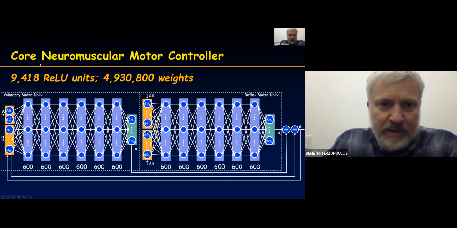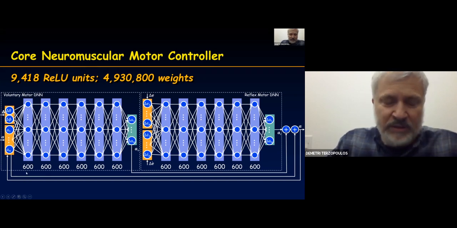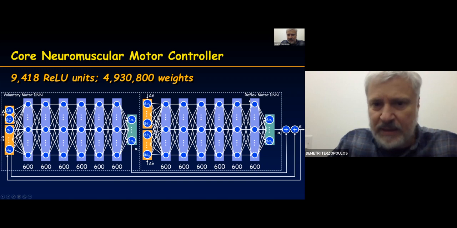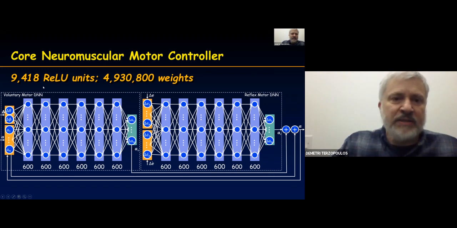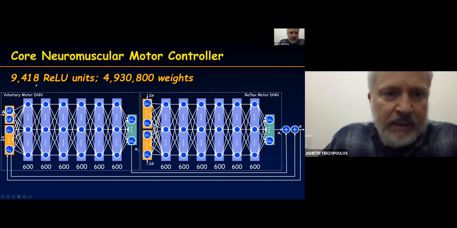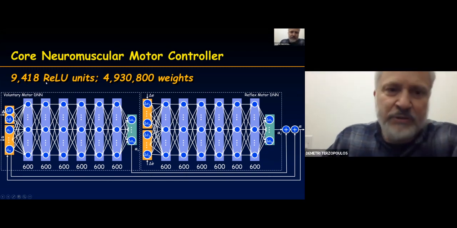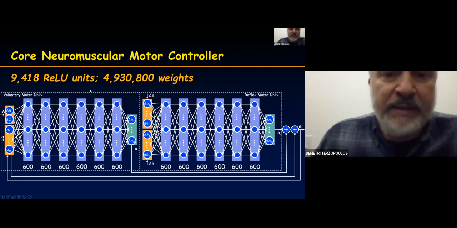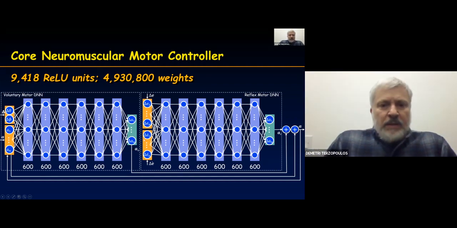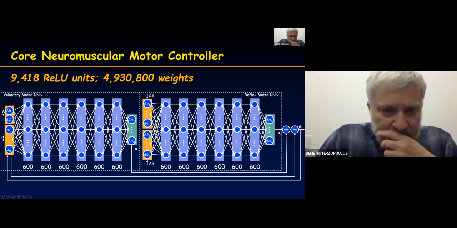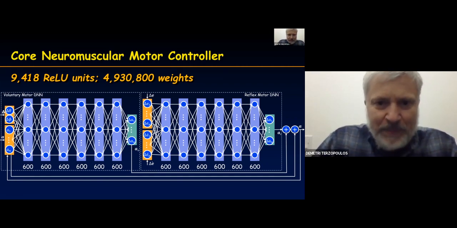So just to show you then, for the core neuromuscular controller, this one's a bigger one. We have to use 600 hidden units in these networks. Again, the voluntary and the reflex on this side. And you can see how many weights there are. There are like 5 million weights in this, and almost 10,000 ReLU units in this controller, which is the biggest one.